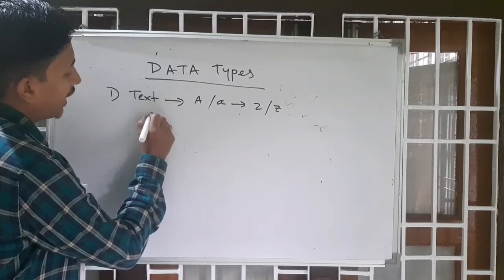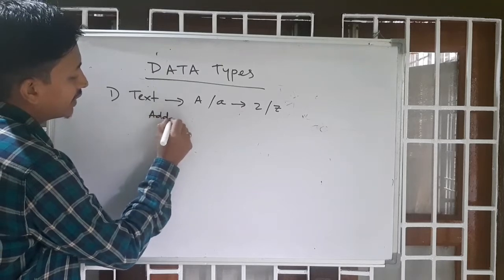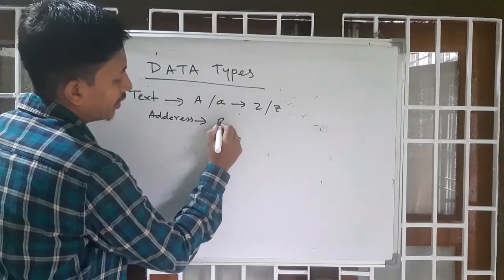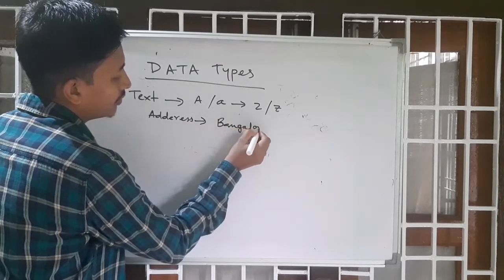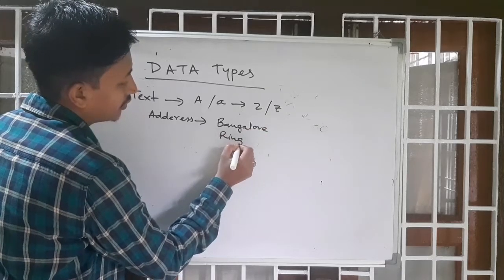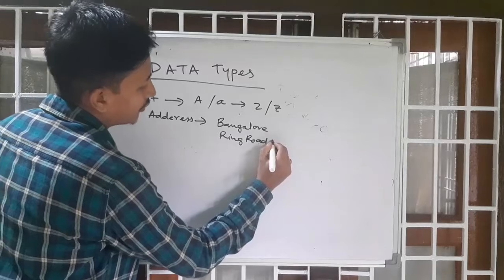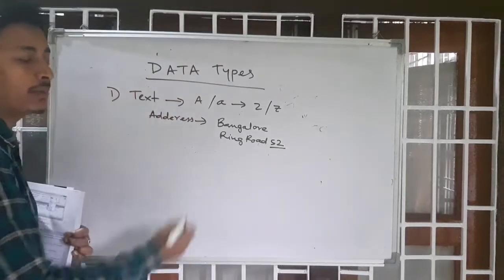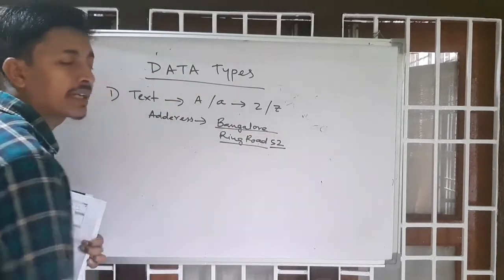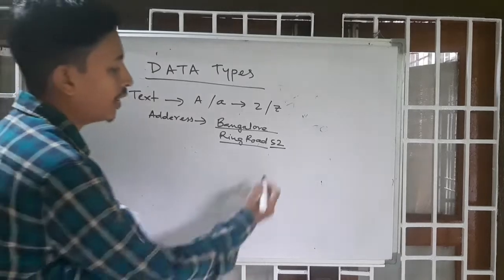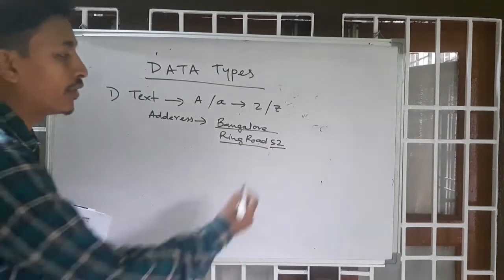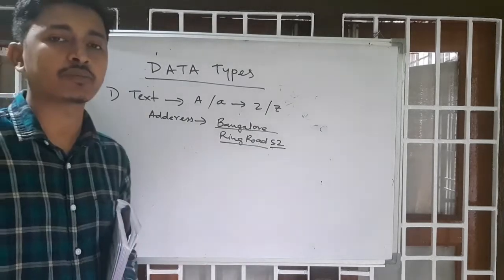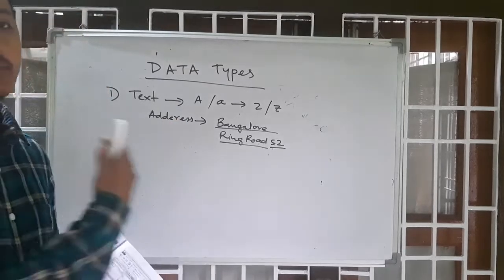For example, like an address. It may be like Bangalore, Ring Road, 52. So 52 is what? It is a number, but the other part is a character. So the text will also hold numbers, but it is not for calculation purposes. It only stores the address of the students or the persons.